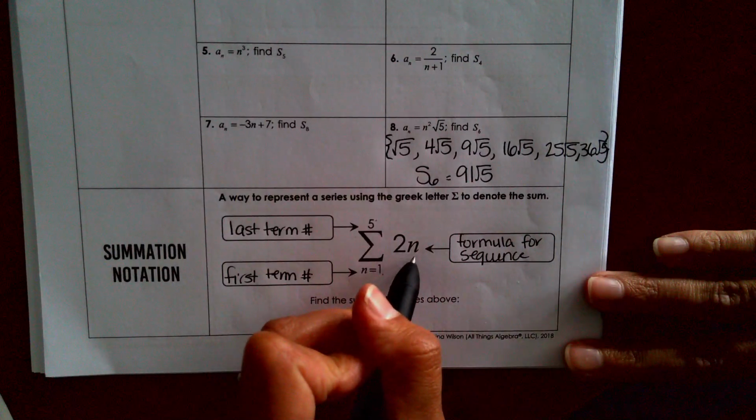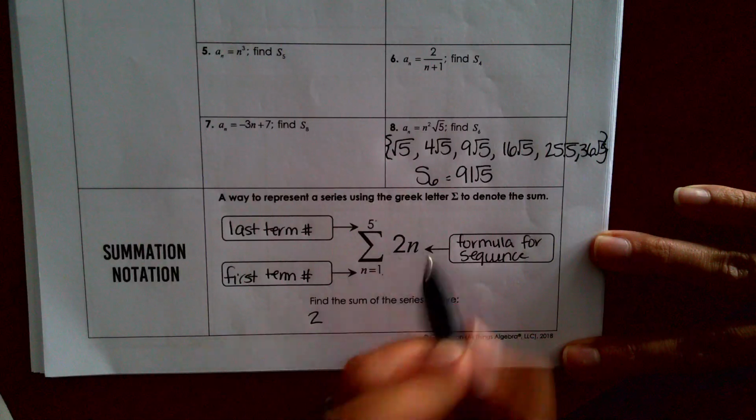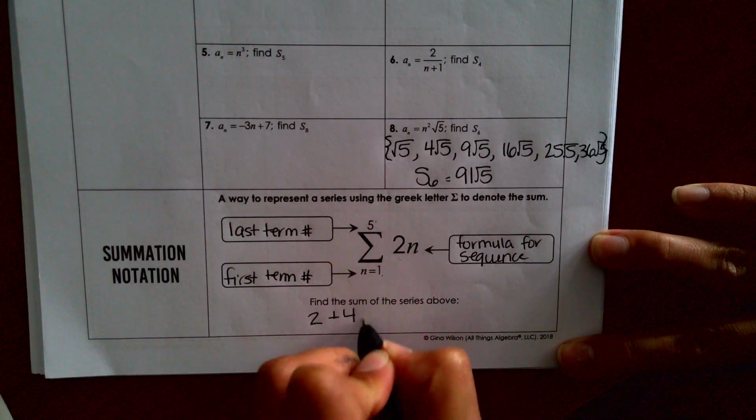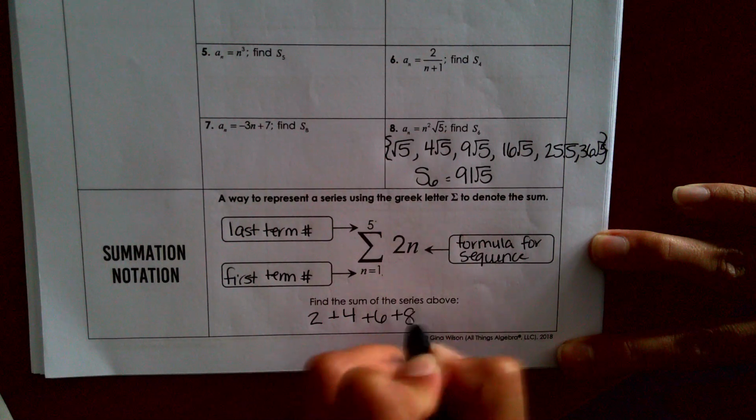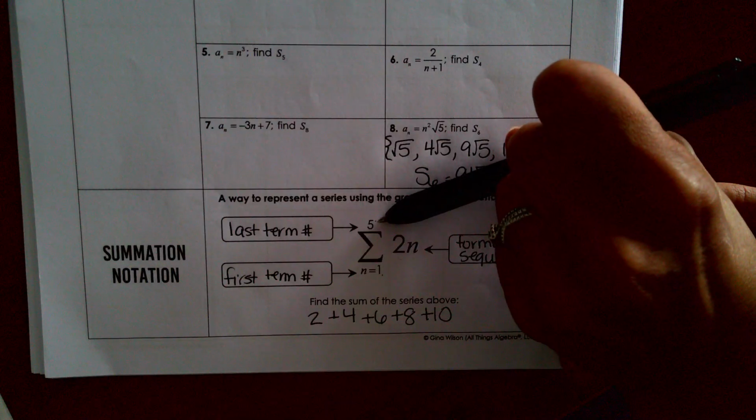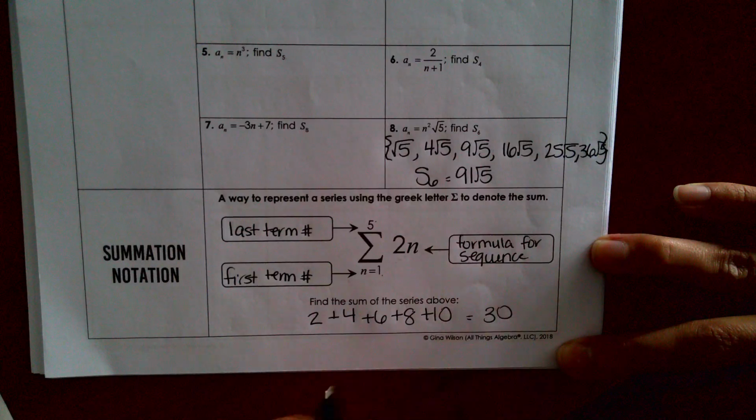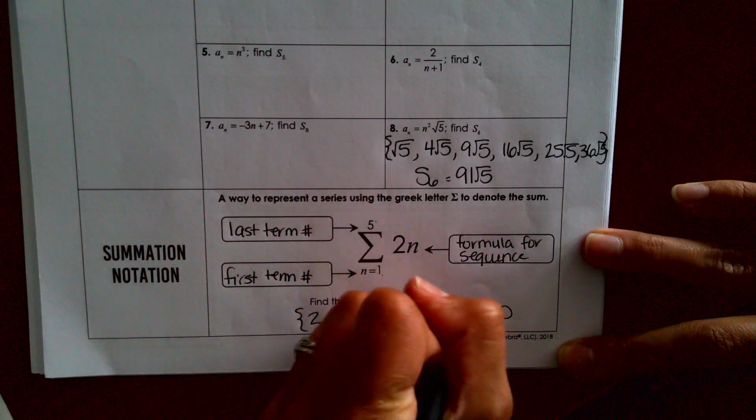So 2 times 1, if n is 1, is 2. Then I'll go to 2. 2 times 2 is 4. 2 times 3 is 6. 2 times 4 is 8. 2 times 5 is 10. And that's where I stop because the top number is a 5. I'm going to add all of those up, and I get a sum or a partial sum of 30.